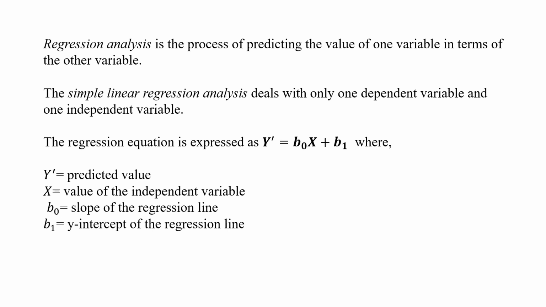So in this lesson, we will discuss only the simple linear regression analysis. Okay, the regression equation is expressed as y is equal to b sub 0 x plus b sub 1. Then yung y dyan, that is the predicted value. Then yung b sub 0, that is the slope of the regression line. Then x, that is the independent variable. Then b sub 1, that is the y-intercept of the regression line.